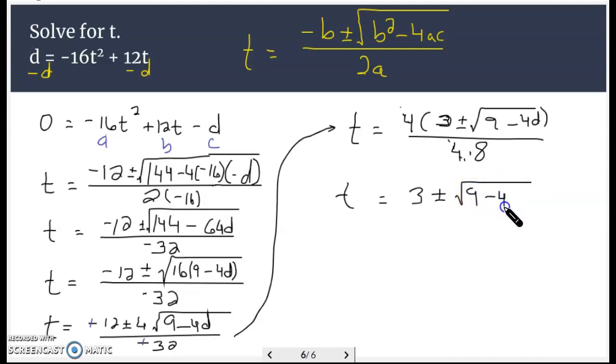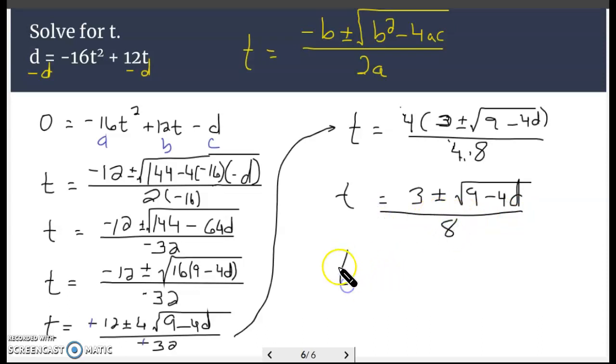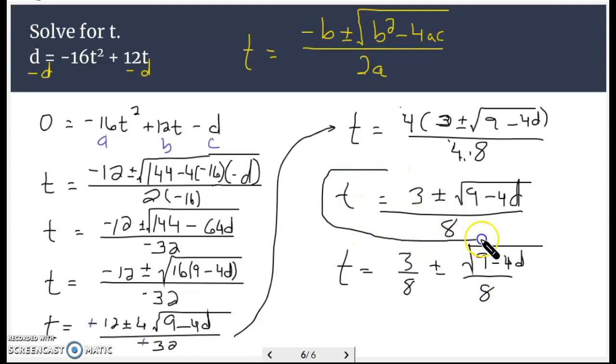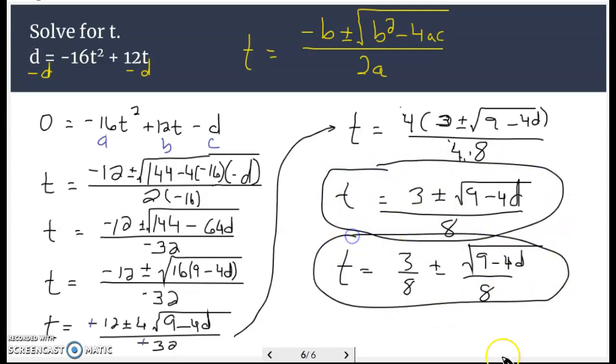There's some debate over how simplified this is. If you wanted to, you could break this into two fractions: 3 over 8 plus or minus square root 9 minus 4d all over 8. So it really depends on how you want to answer it. This is like a single term here, and this is like two different terms. I have a binomial situation.